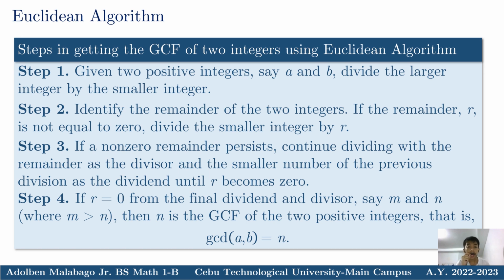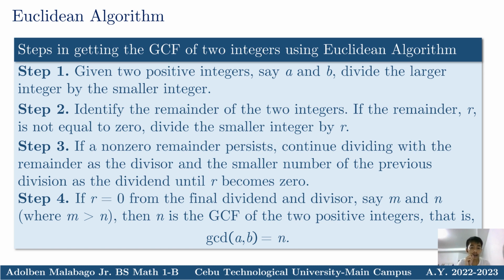For step 1, we are given two positive integers, say a and b, or any two numbers. Divide the larger integer by the smaller integer. You first have to identify which is larger and which is smaller, and then the larger will become the dividend of the division, while the smaller one will become the divisor, and you will get the quotient of both numbers as well as the remainder, which will be applied in step 2.